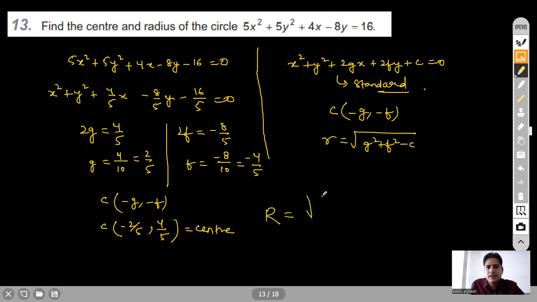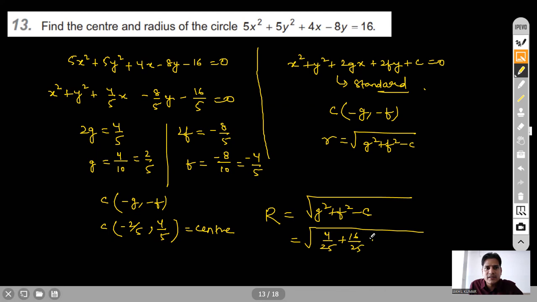And what will be the radius? Radius will be under root g square plus f square minus c. So put the value of g, f and c here. G square will be 4 upon 25 plus f square will be 16 upon 25. And c is minus 16 by 5, so minus c will be plus 16 upon 5. The LCM will be 25, so 4 plus 16 plus 80, that is 100 upon 25. So radius will be 10 upon 5, that is equal to 2. So radius will be 2.